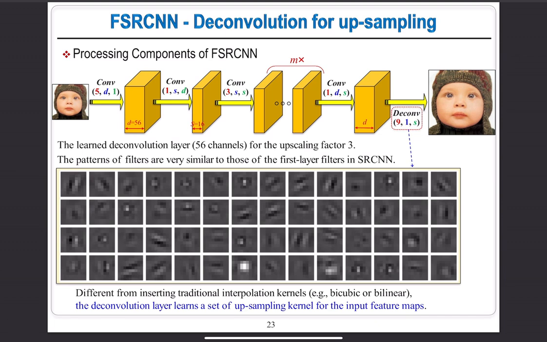A key difference between FSRCNN and traditional methods is that FSRCNN learns the upsampling process itself. Instead of using fixed bicubic, bilinear, or nearest neighbor interpolation, the model includes a transposed convolution layer, as shown here, which learns the upsampling kernels during network training. This enables the model, the generator, to generate sharper and more natural-looking high-resolution images.